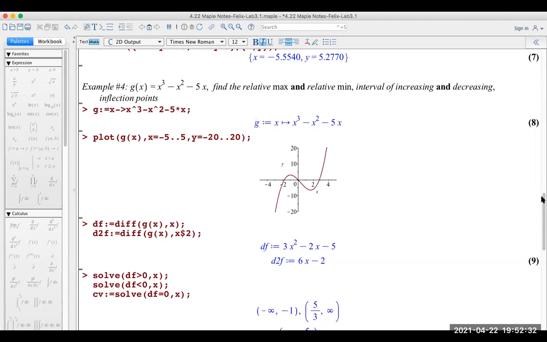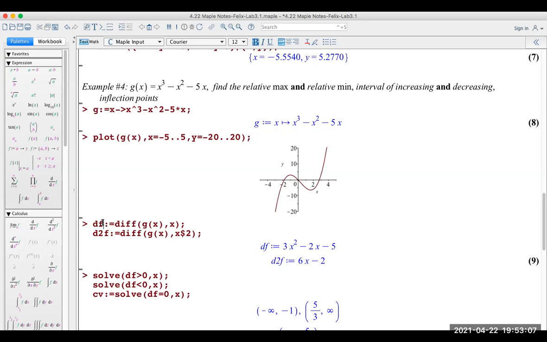So how can we find the relative maximum and minimum? In this class, we can use the derivative to find the critical values, and that will give us possible maximums and minimums. So let's do that. To find the derivative, we will start with the diff command. Diff, parentheses, the g of x, comma x. This gives us the first derivative. Since we're going to need to use the derivative again later on, I'm going to name this df.